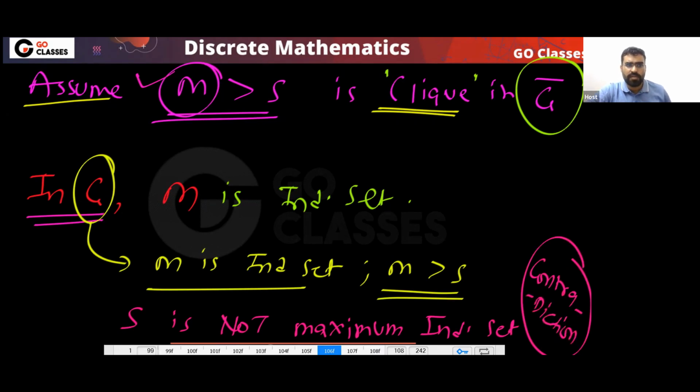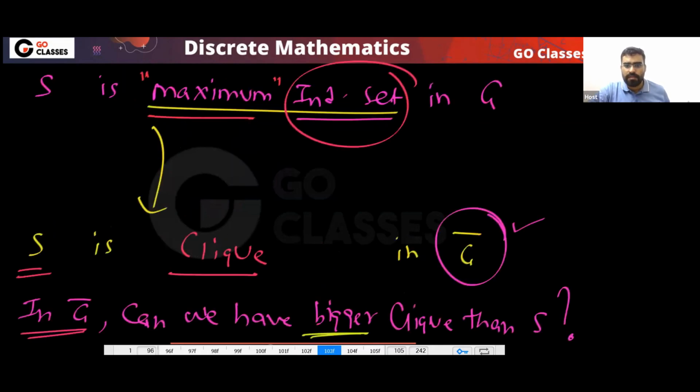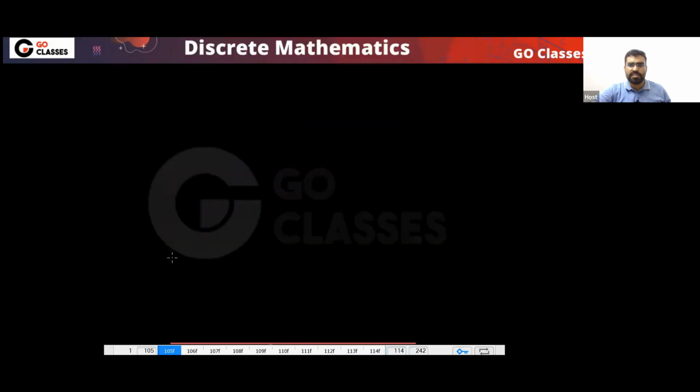Is this clear now? Let me know. The same thing will happen for maximal. All these concepts, are they clear? Please let me know. So this is enough for today.